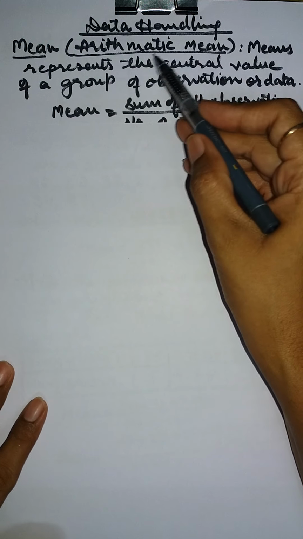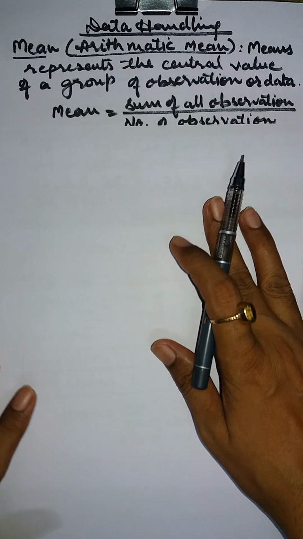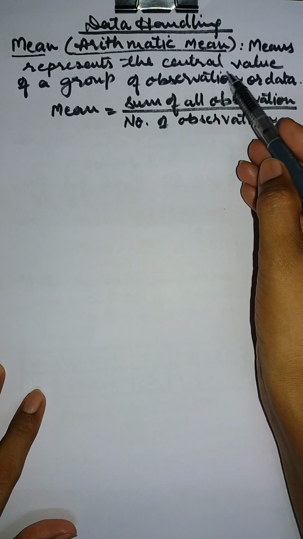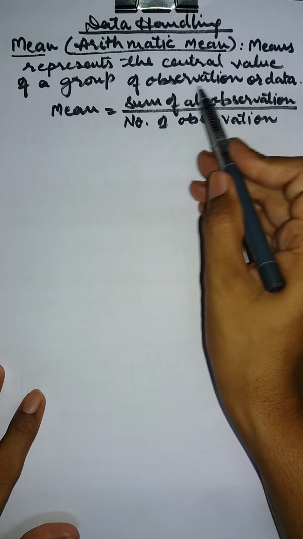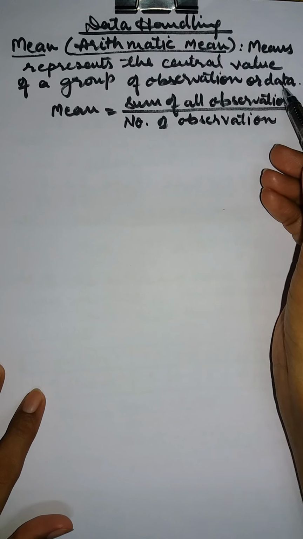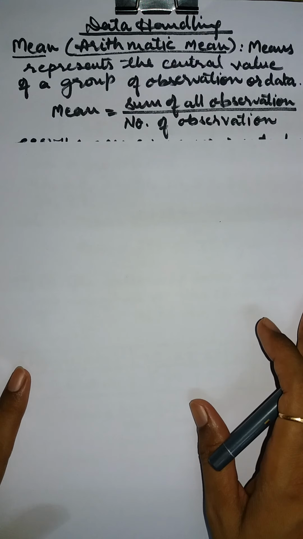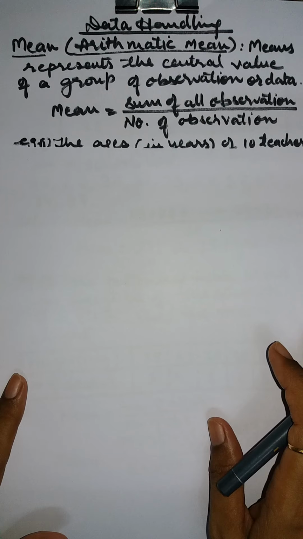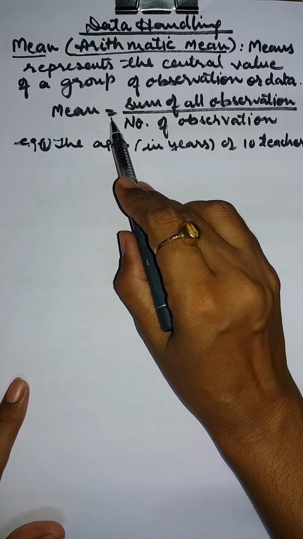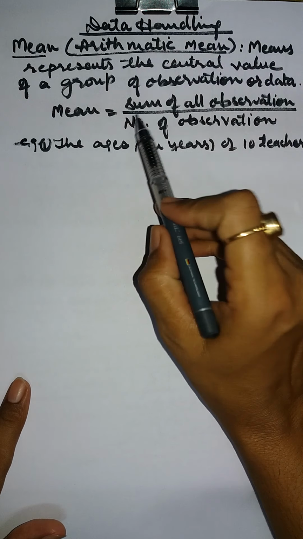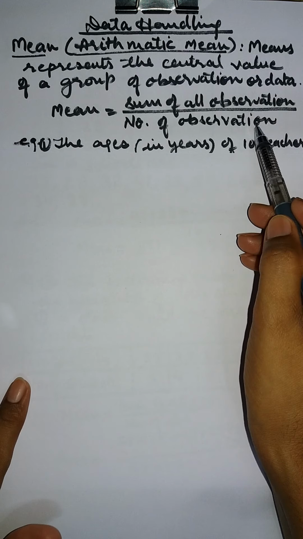Mean, or we can say arithmetic mean. What is it? Mean represents the central value of a group of observations or data. We also know mean in general as average. Mean is equal to the sum of all observations divided by the number of observations.